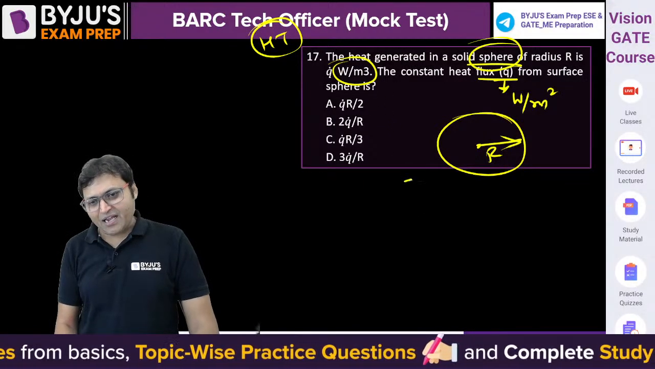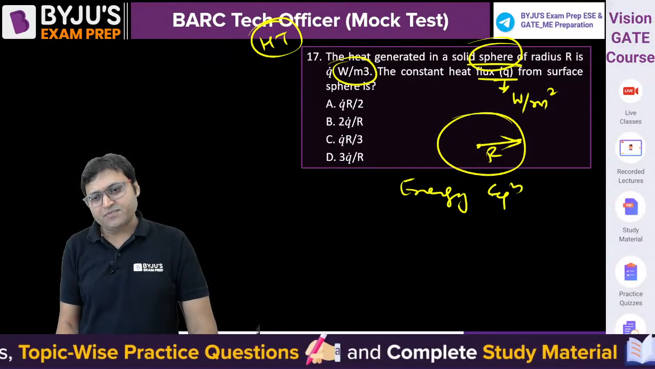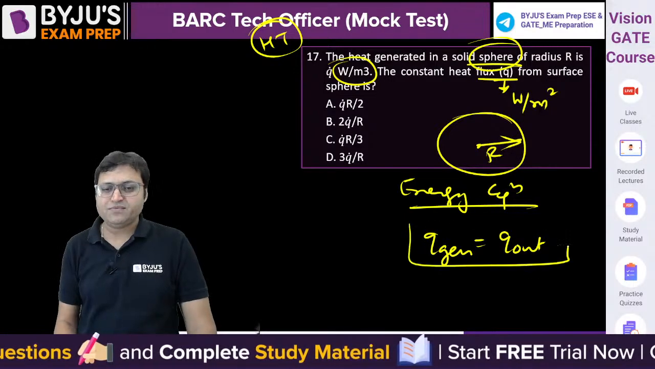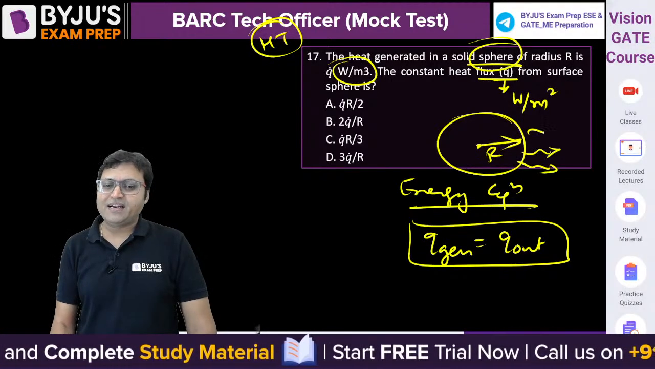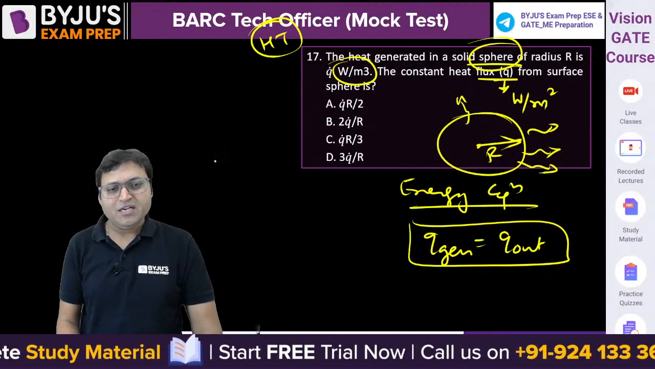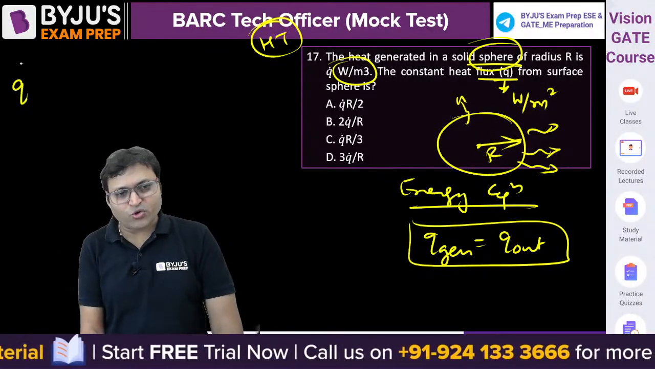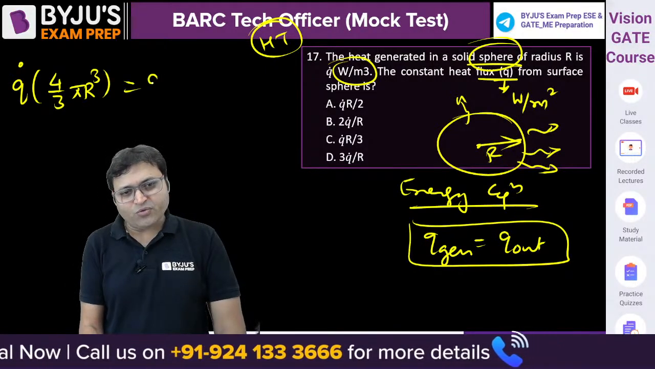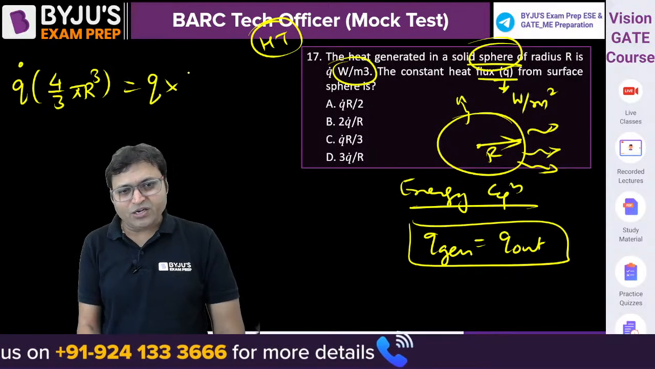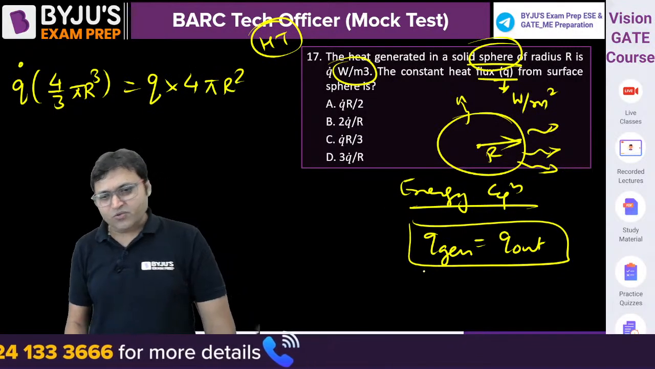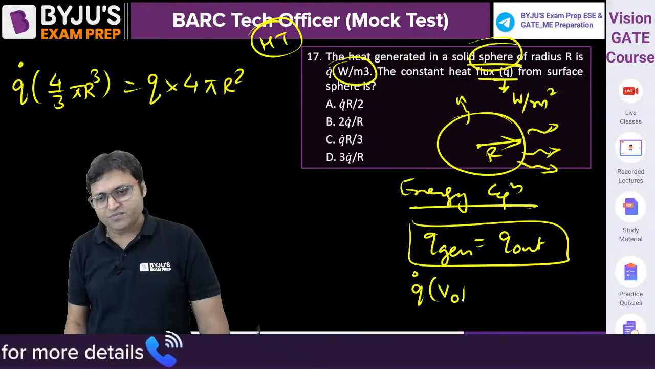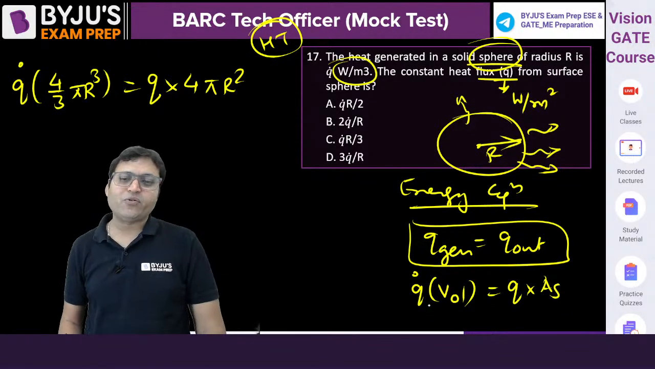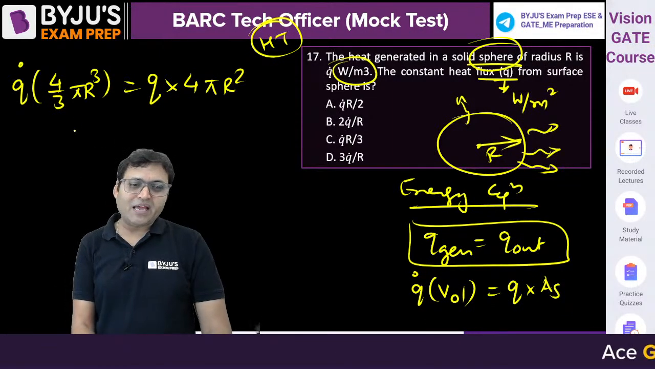So if we apply the energy equation, whatever the heat generation is will be equal to heat leaving from the sphere. So heat generation will be equal to q dot into volume, 4 by 3 pi r cube, is equal to flux, that is q, into area 4 pi r square. So q generation is q dot into volume, is equal to q into surface area available for heat flow. So q can be calculated as this.